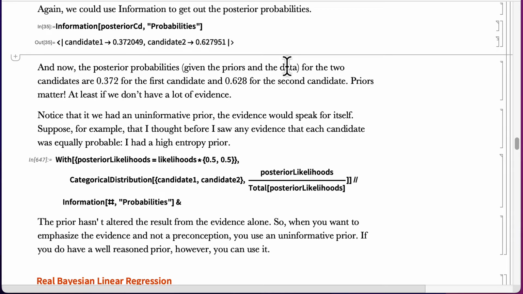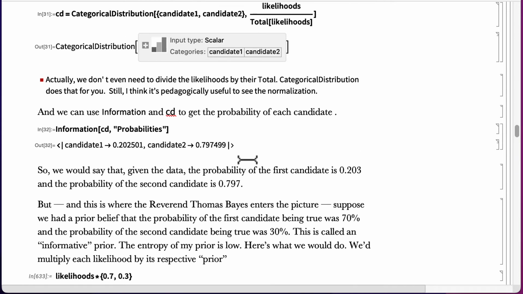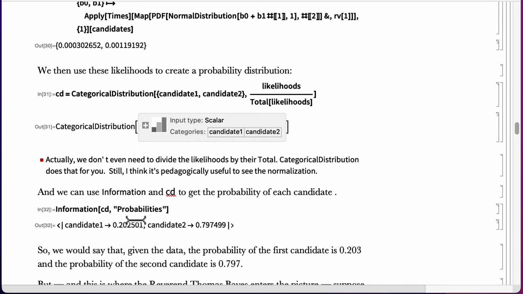Okay. Now, supposing I had an uninformative prior. Supposing my prior was, I don't know which it is. I'm going to assume candidate 1 and candidate 2 are equally likely. So let's look at what happens now. And now, candidate 1 is 0.202. Candidate 2 is 0.797.